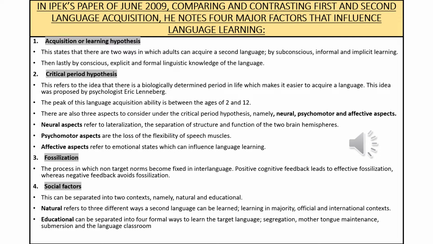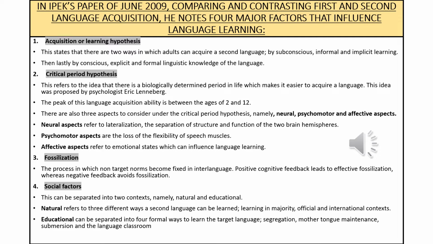In IPEC's paper of June 2009, comparing and contrasting first and second language acquisition, he notes 4 major factors that influence language learning. The first factor is called the acquisition or learning hypothesis. This states that there are 2 ways in which adults can acquire a second language: by subconscious, informal, and implicit learning, and lastly, by conscious, explicit, and formal linguistic knowledge of the language.